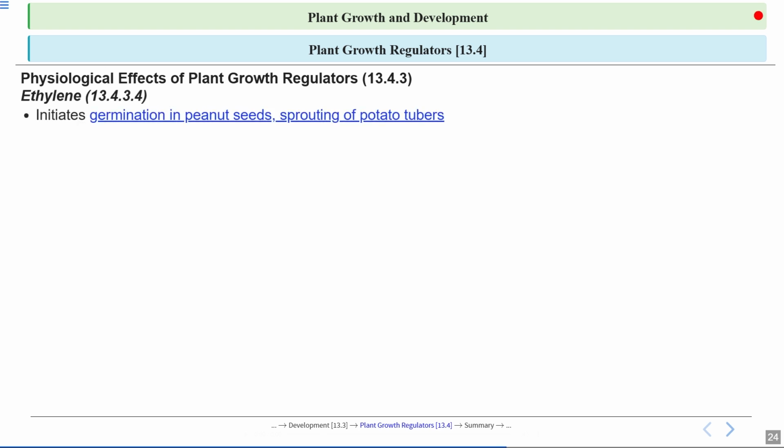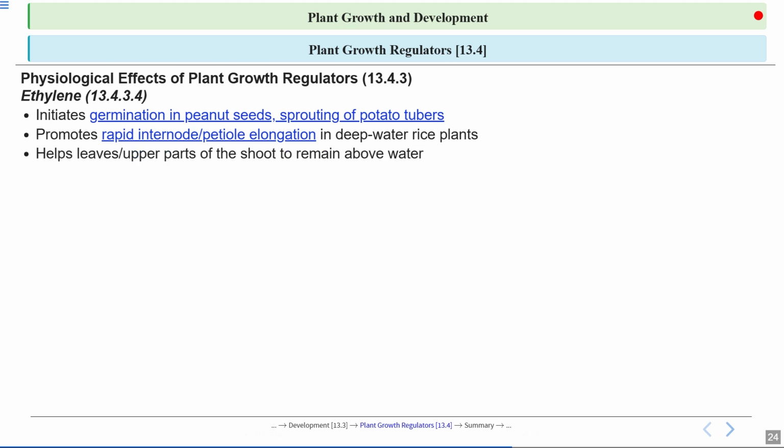Now, ethylene also initiates germination in peanut seeds. In some cases, it initiates the germination process, like in peanut seeds and the sprouts of potato tubers. You must have seen potato tubers; they have eyes and the sprouts come out of those eyes. This is just because of the ethylene hormone. It also promotes rapid internode and petiole elongation, right? In deep water rice plants, specifically. It helps the leaves and upper part of the shoots to remain above water, always.